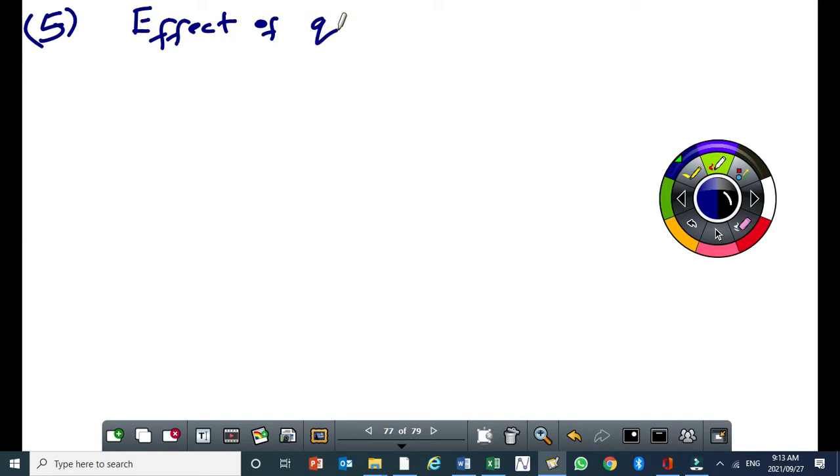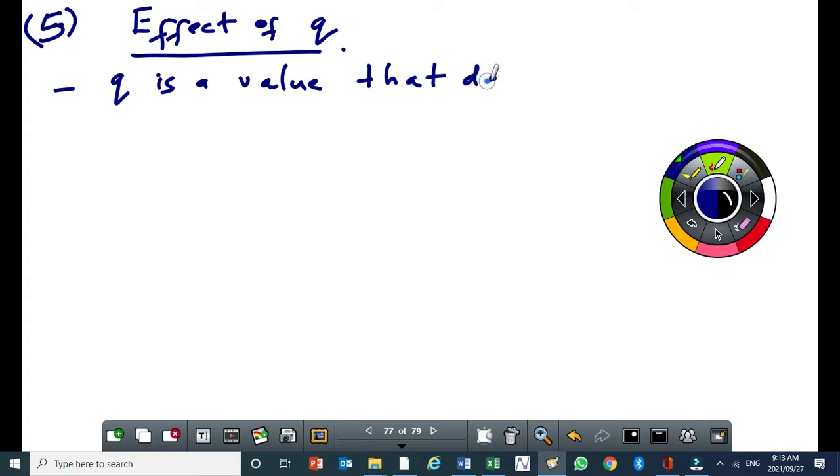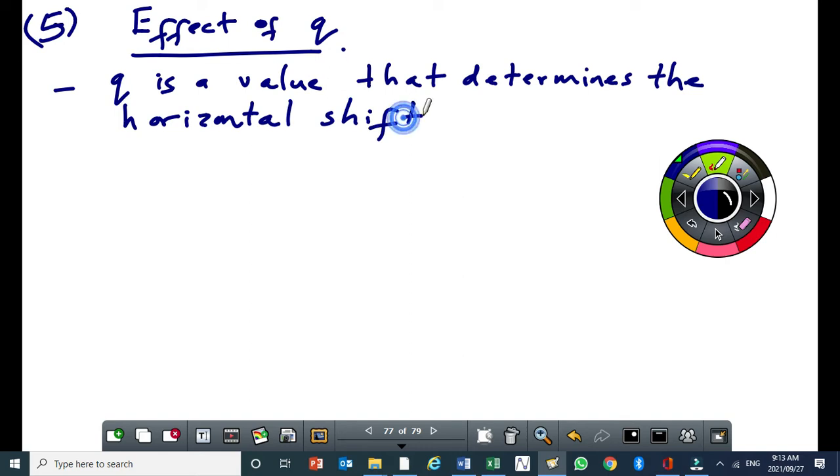Effect of Q. Okay? Now, Q is a value that determines the horizontal shift. Whenever we talk about horizontal shift, there's one question that must come into your mind. What's being shifted? Because we cannot talk about shift without talking about what's being shifted.